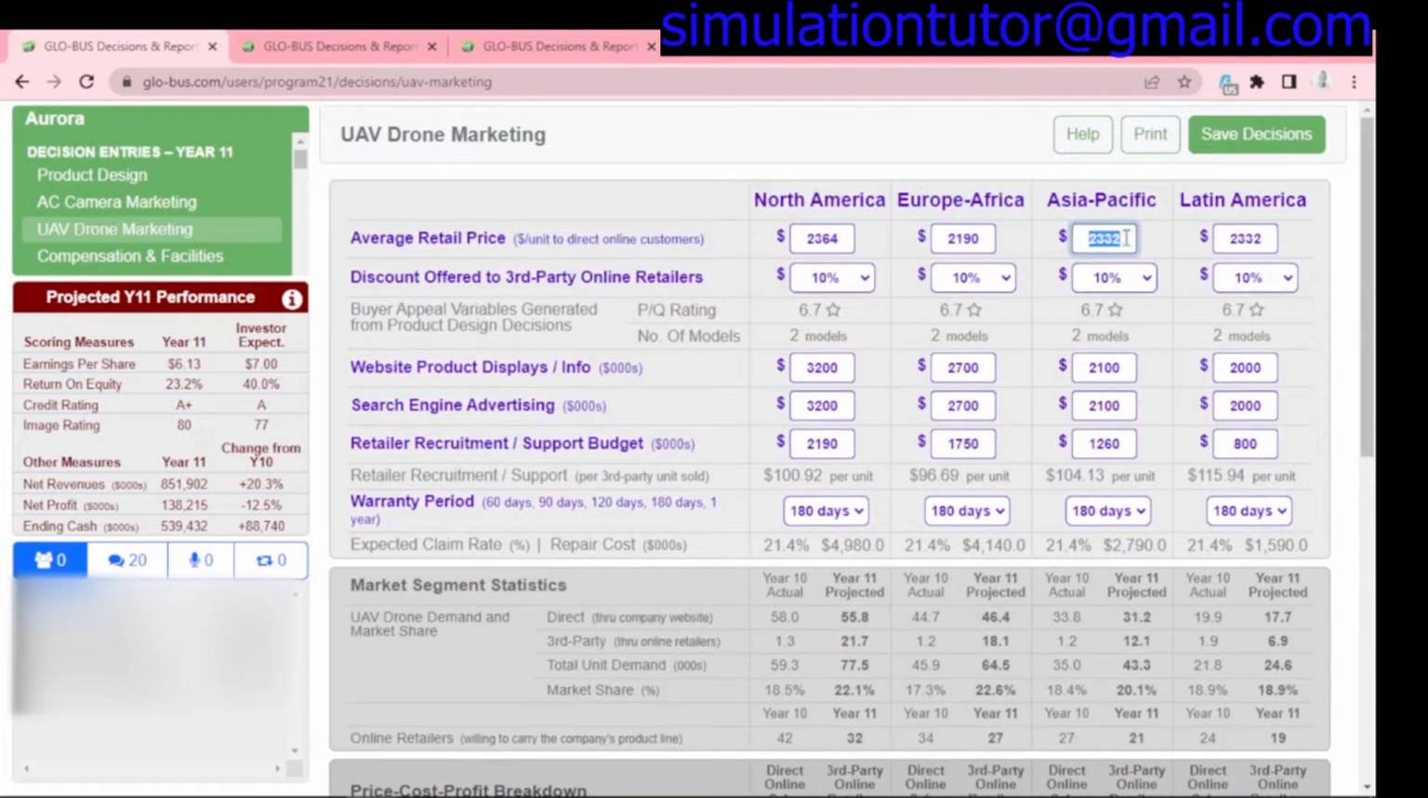So for the Asia Pacific exchange rate, we are gaining almost 24, so we can lessen the price by almost 24. I think that's a fair price.